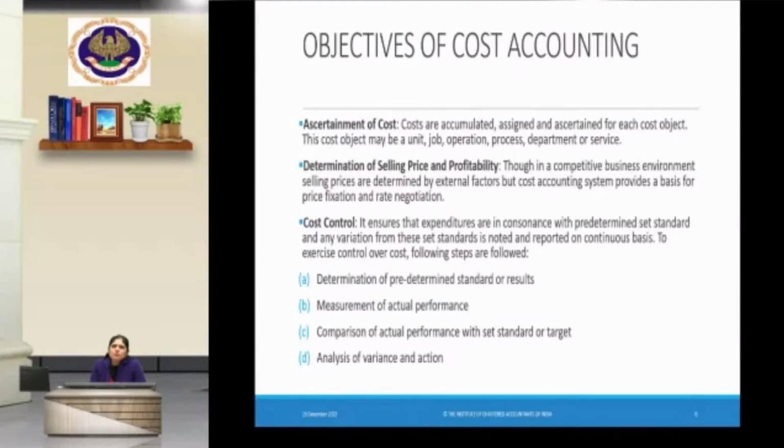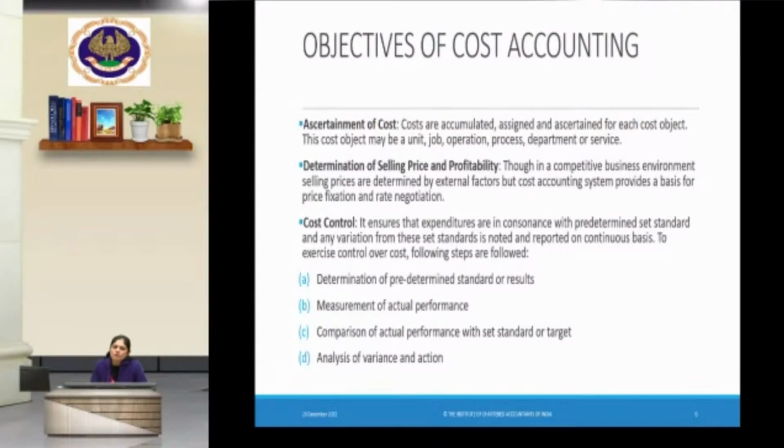So the management would like to know the cost of each department, how much cost each department is incurring. All right. The whole objective for ascertainment and accumulation of cost is basically at the end of it to have cost control also, because at every stage cost is being monitored. That's part of cost management, right?